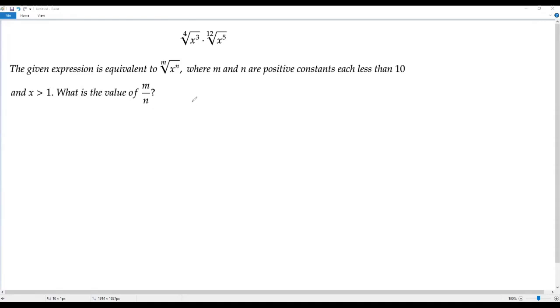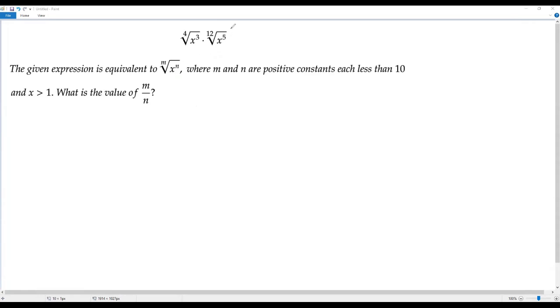Here we have a SAT math problem. Okay, let's go to the question. There is an expression over here that is 4th root of x cubed times 12th root of x to the power of 5. The given expression is equivalent to mth root of x to the power of n, where m and n are positive constants each less than 10 and x is greater than 1. What is the value of m over n?